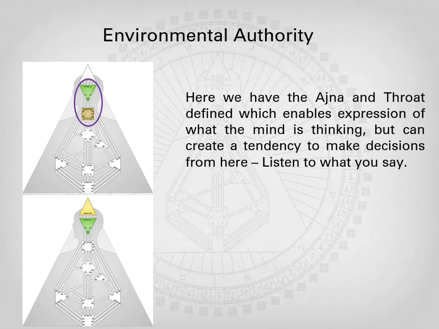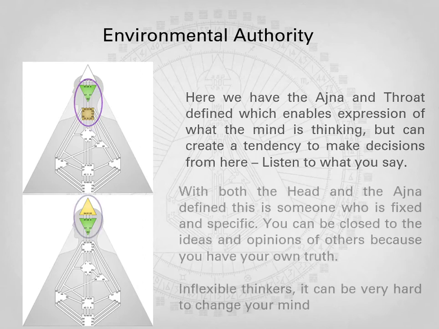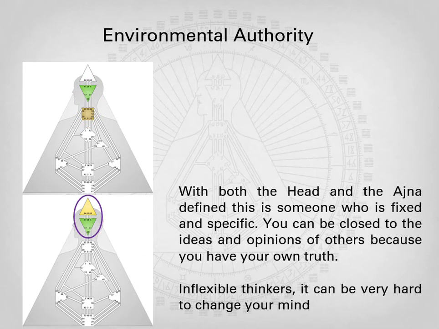There are two ways for this authority to appear. Both are projectors again, and they are known as mental projectors. In the first we have the ajna and throat defined, which enables expression of what the mind is thinking, but can create a tendency to make decisions from the mind. In the second we have both the head and the ajna defined, and this is someone who is fixed and specific. They can be closed to the ideas and opinions of others because they have their own truth. These inflexible thinkers can find it very hard to change their minds.